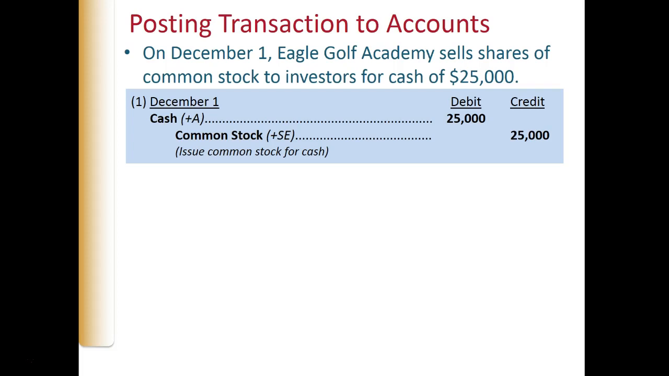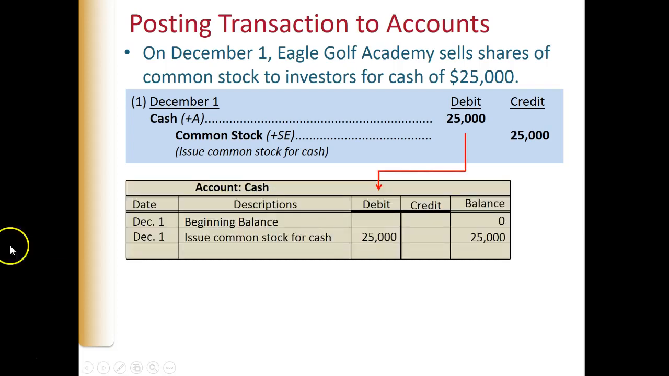On December 1st, Eagle Golf Academy sells shares of common stock to investors for cash of $25,000. So guys, we know cash gets increased and common stock gets increased. Now, cash is an account. We know it's an asset, but it's an account and it has its own separate title. So we're going to go to the general ledger where we see the account called cash. It started with a zero balance because remember, the company started with nothing.